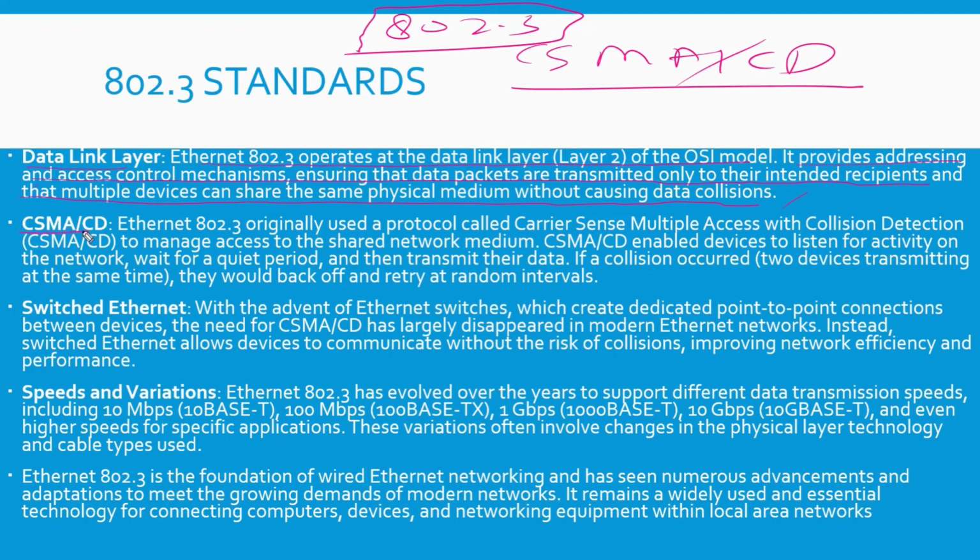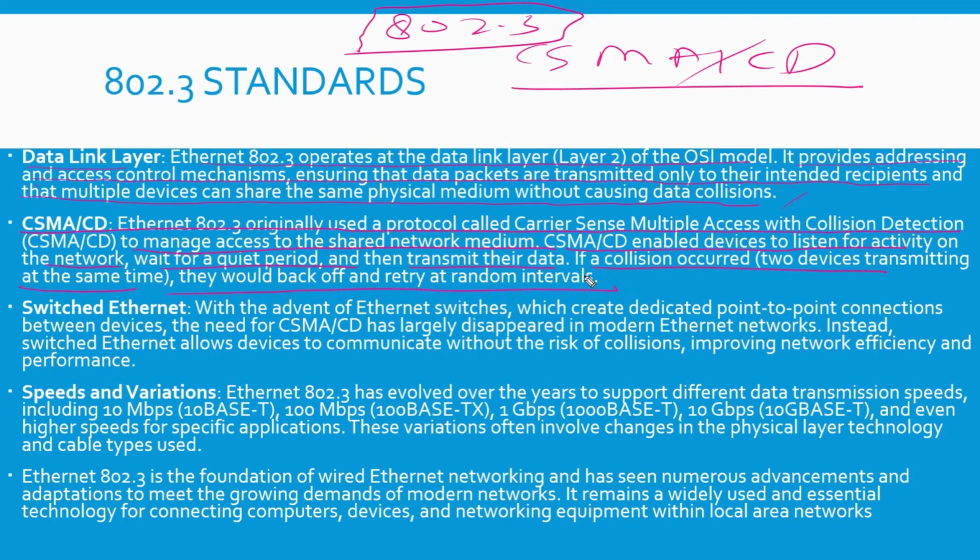And then CSMA/CD. Ethernet originally used a protocol called carrier sense multiple access with collision detection to manage access to the shared network medium. CSMA/CD enabled devices to listen for activity on the network, wait for a quiet period, and then transmit their data. If a collision occurred, with two devices transmitting at the same time, they could back off and retry at random intervals.